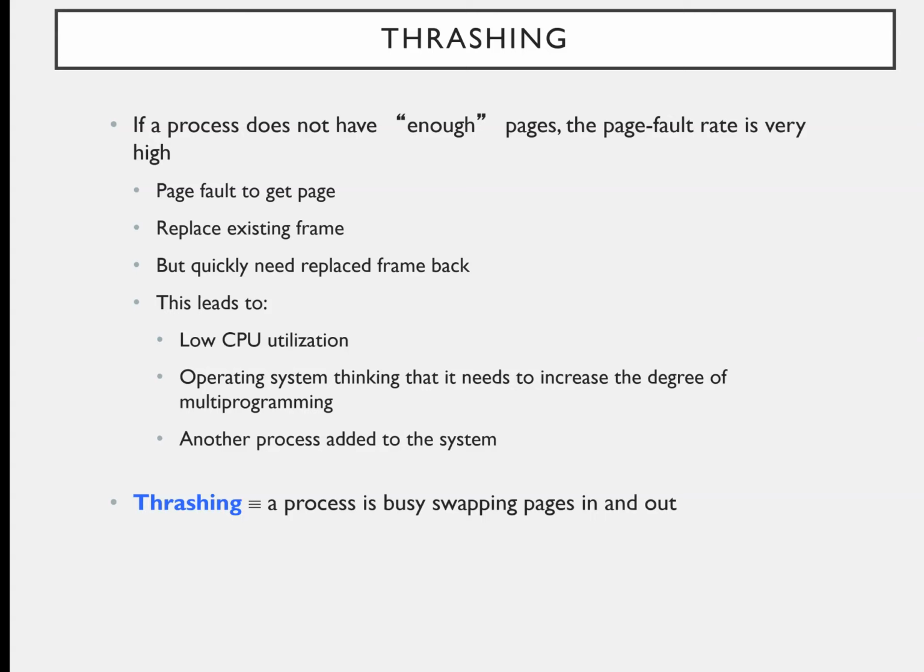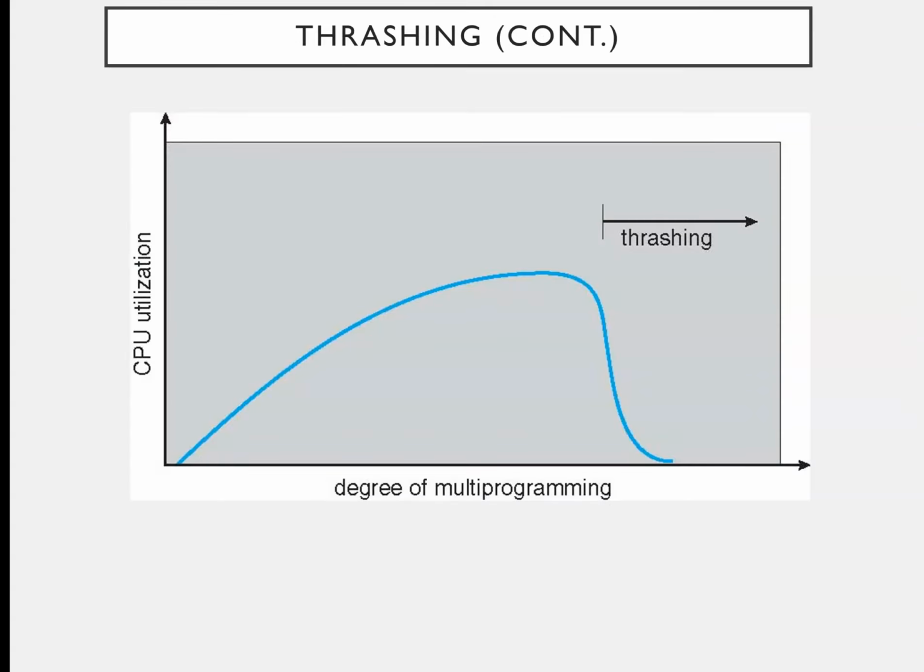If a process doesn't have enough pages, the fault rate is very high. On a page fault, to get a page, we replace an existing frame, but quickly need that frame back. This leads to low CPU utilization, and the operating system thinks it needs to increase the degree of multiprogramming. When another process is added to the system, things get really bad because it'll keep bringing in more processes. Basically, that's called thrashing, when a process is busy swapping pages in and out. CPU utilization drops to the floor as thrashing increases.